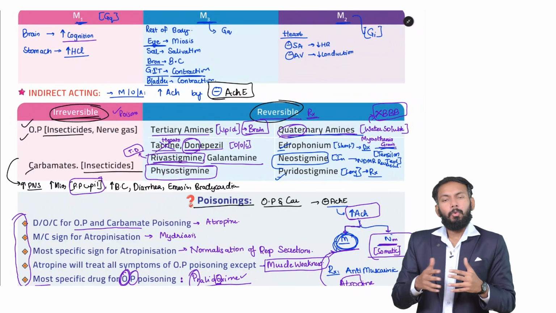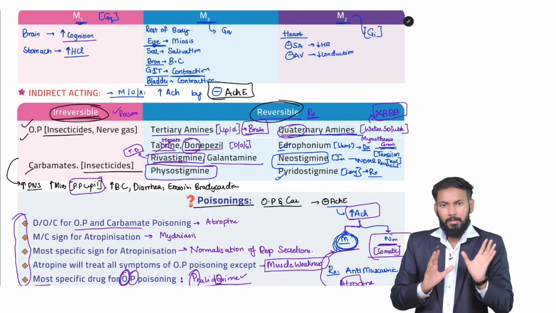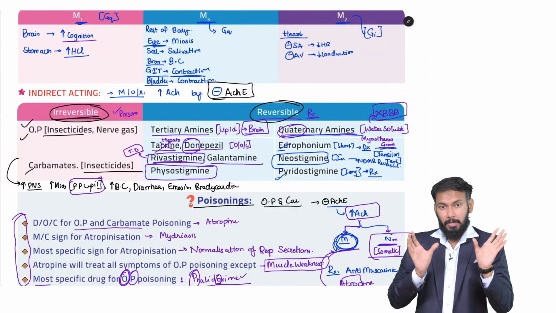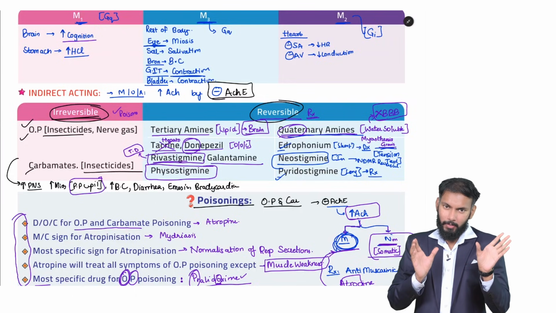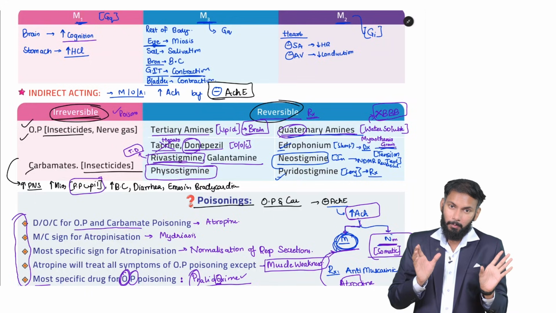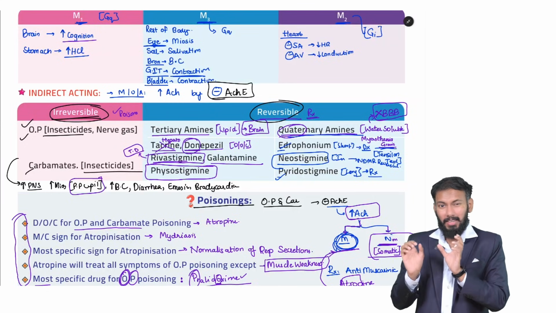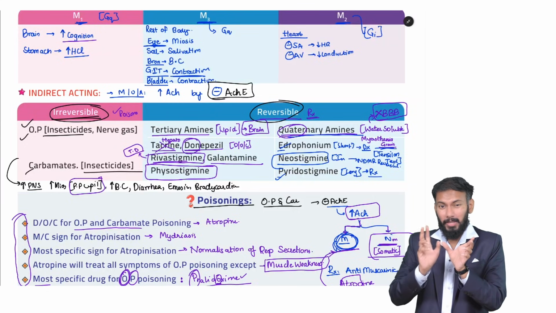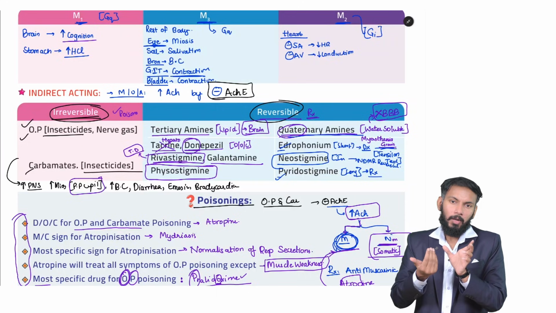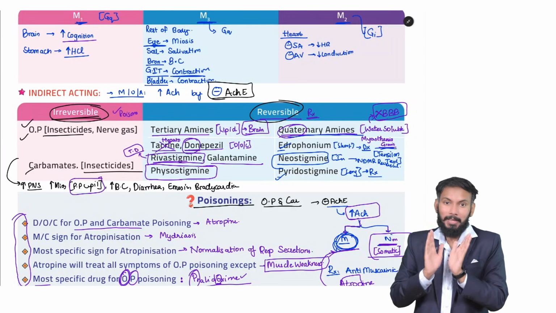Okay. So, how do I want you to remember it? Indirect acting drugs are irreversible, reversible. Irreversible drugs are poisons. OP and carbamates, they are causing poisoning, so use atropine. Next is what? Reversible. Irreversible, tertiary, quaternary. Tertiary will cross the blood-brain barrier, so they can be used in Alzheimer's disease. What are these drugs? Tacrine, donepezil, rivastigmine, galantamine.